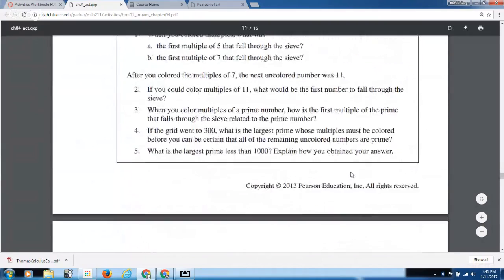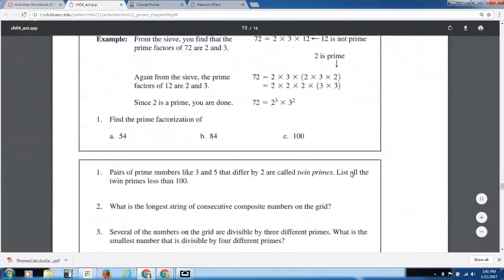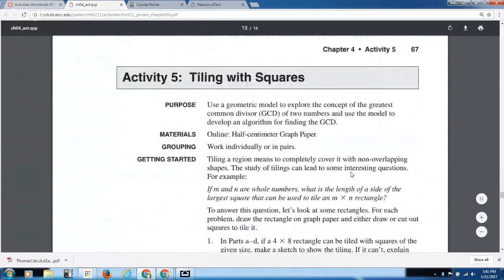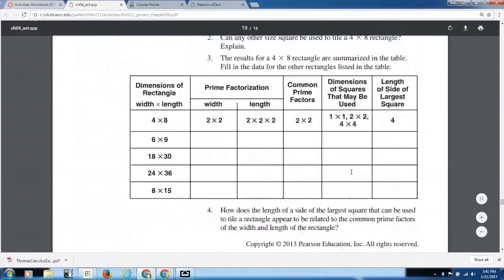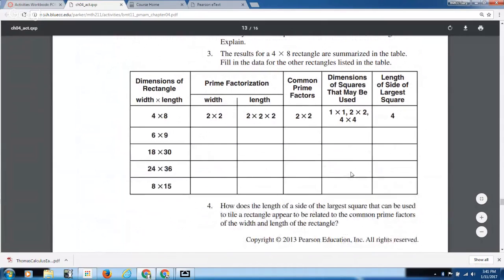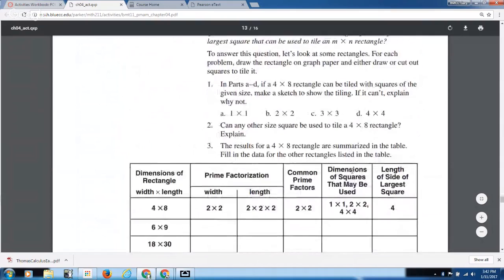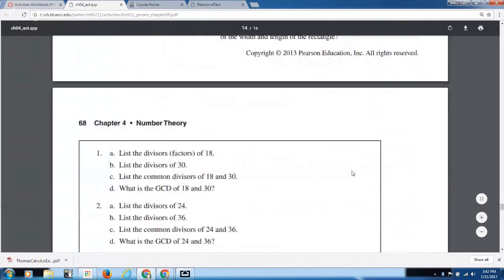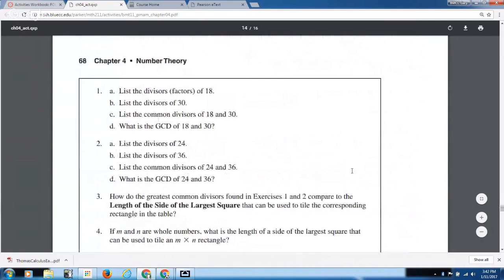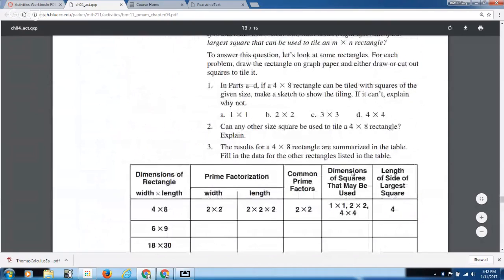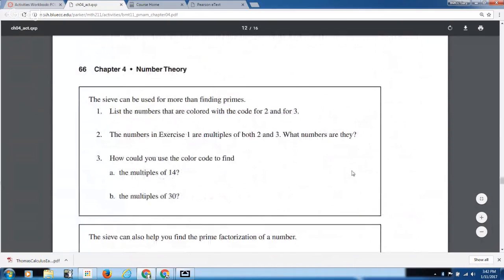Some questions to answer here. And let's see, what's number 5? Tiling with squares. This one is, again, where you're going to need graph paper. And this one right here is playing around with the idea of GCD by looking at common tiles. So give that a shot. So try all of these this week and this weekend, and then we'll answer questions on them next Wednesday.